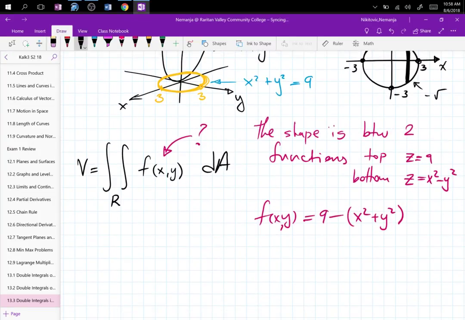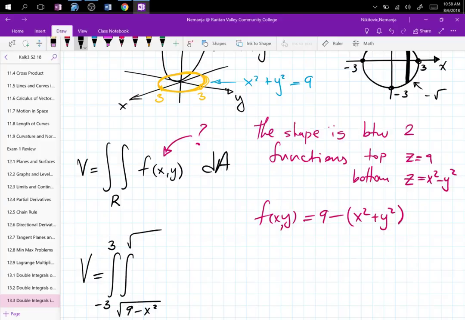So now, if I want to set up the integral, x starts at -3 and goes to +3. The bottom of the y limit is always negative square root of 9 minus x squared, and the top is always positive square root of 9 minus x squared. The function that goes inside is 9 minus x squared minus y squared.